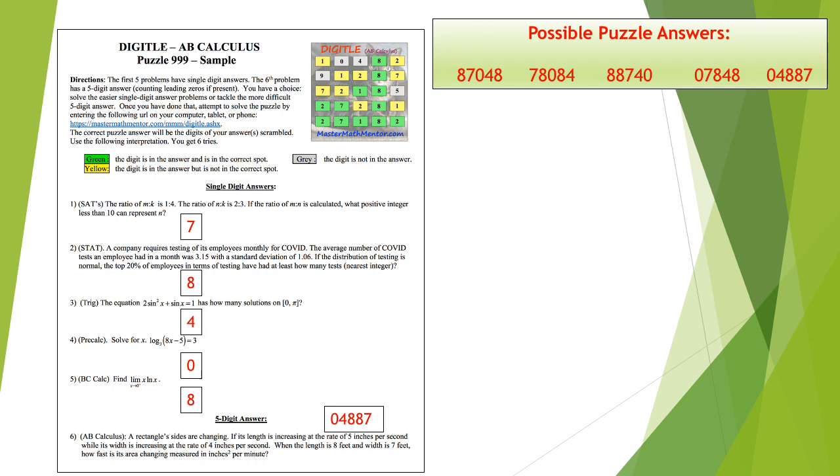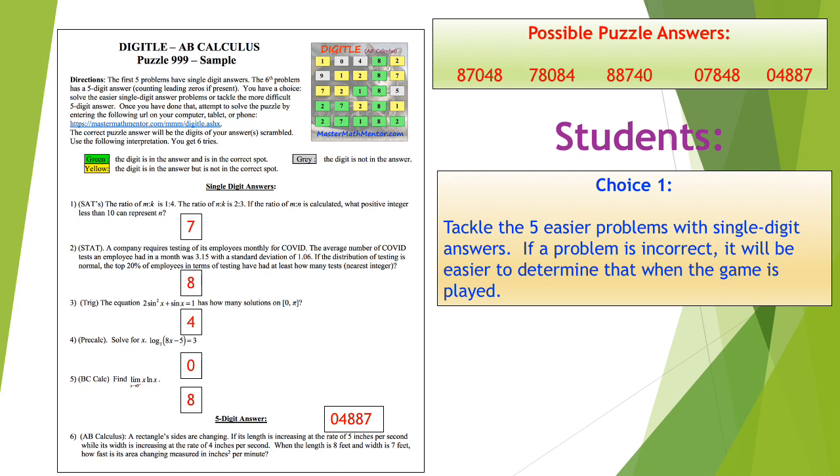So to solve the puzzle, we must first find the digits, and that means solving the 6 problems. When first presented with the PDF, students have a choice. Their first choice is they could choose to solve the first 5 problems, each having single-digit answers. These problems are usually easier and involve just a couple of steps. The advantage in doing so is that when solving the puzzle later, if a problem is incorrect, a student will know exactly the problem they got wrong.